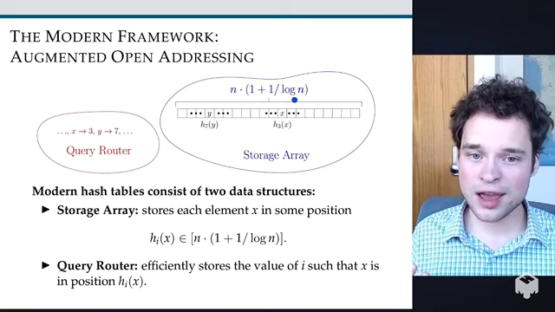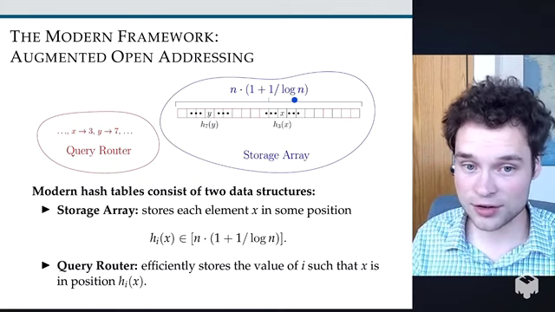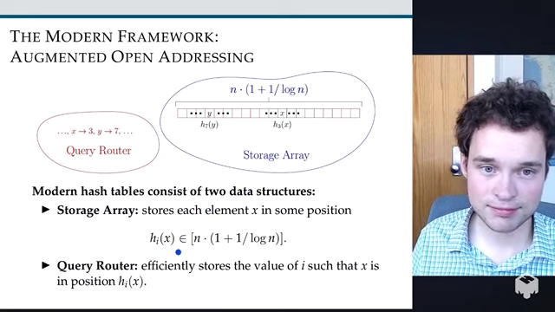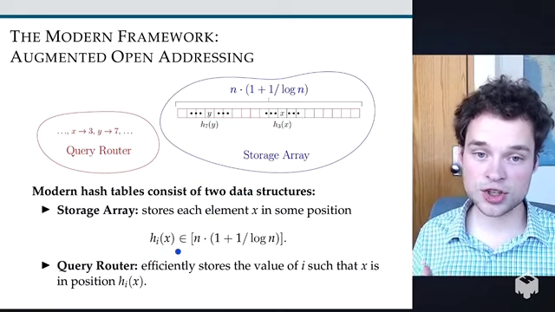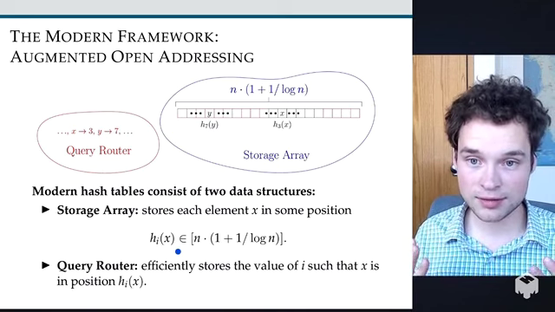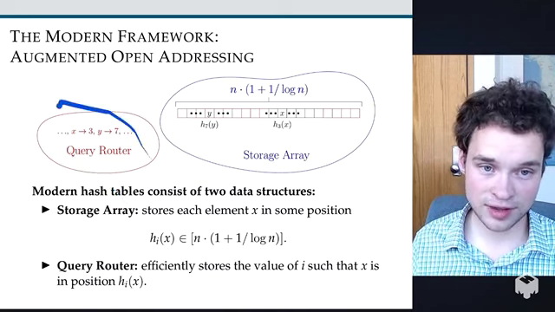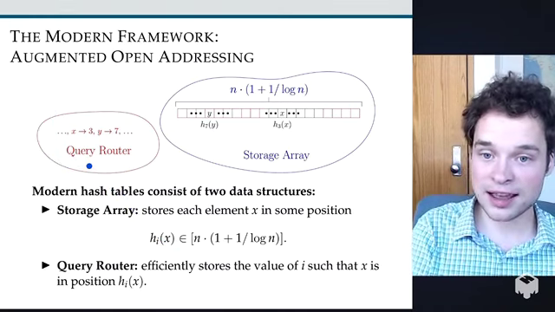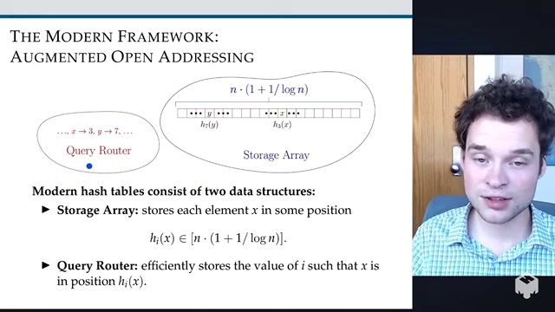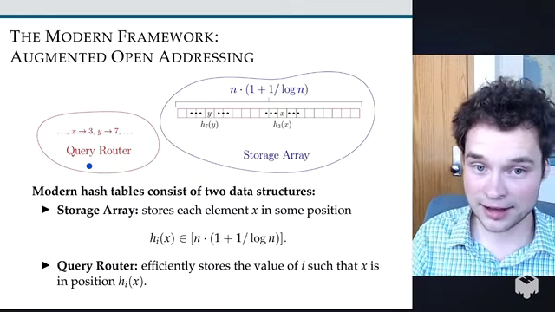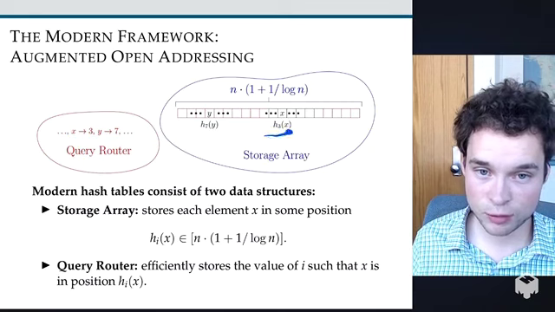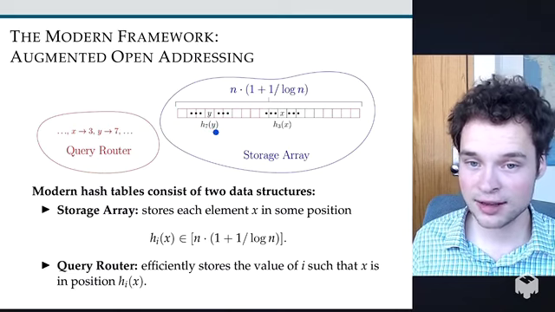And within the storage array, you can think of it as being that we're still using open addressing. So each key x is still being stored in some position h_i(x). But queries can't afford to just check h_1, h_2, h_3, etc. So what we have is a second data structure that I'll refer to as the query router. What the query router does is if you give it a key x, it'll tell you the value i so that you should go look at position h_i(x). So for example, in this case, x would give you 3 because we're at h_3(x), and y would give you 7 because y is at h_7(y), and so on.